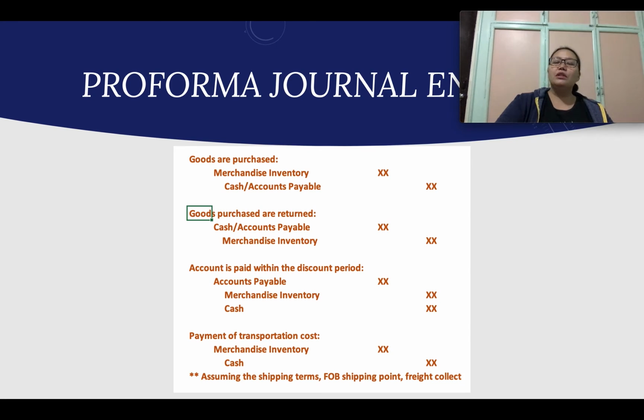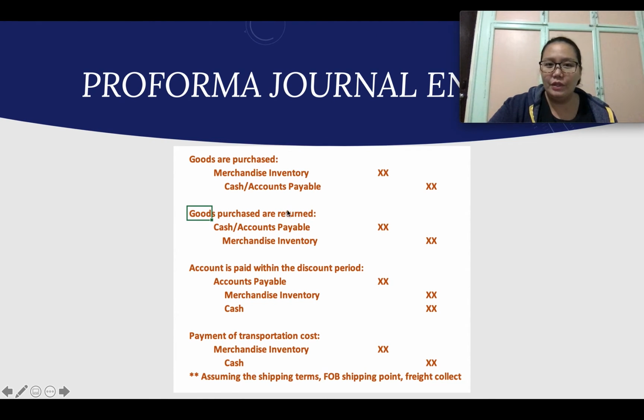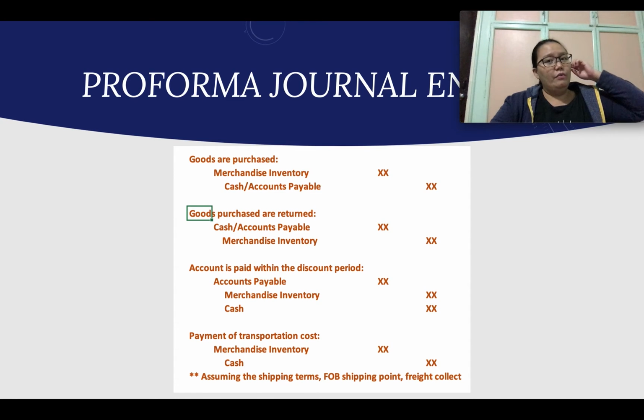Okay? So what are the proforma journal entries under the perpetual inventory system? When the goods are purchased, our entry is to debit merchandise inventory instead of the purchases account and to credit cash or accounts payable. And then when goods purchased are returned, we will debit cash or accounts payable and credit the merchandise inventory account. So notice that under the perpetual inventory system, we do not utilize the purchases related accounts anymore.